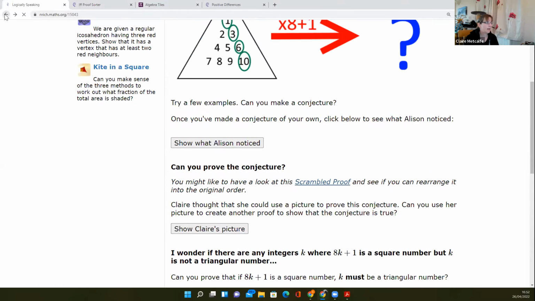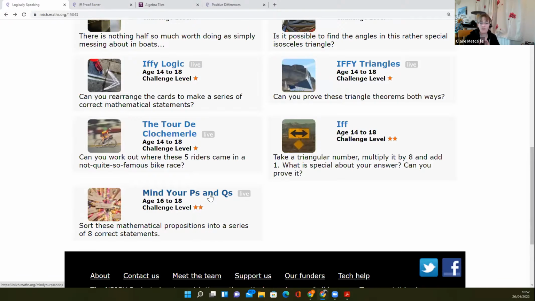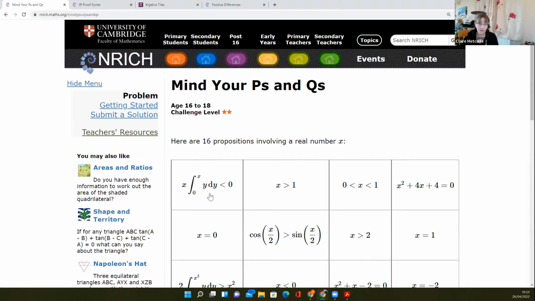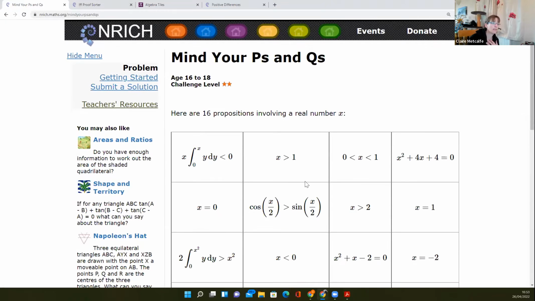Okay, so that's if and only if. And the very last problem, I think I've got a few minutes left, is something called Mind Your P's and Q's. Now, we've labeled this as 16 to 18 because it does have some integration questions in it, but you can actually use it with Key Stage 4 as well. And I'll show you how.